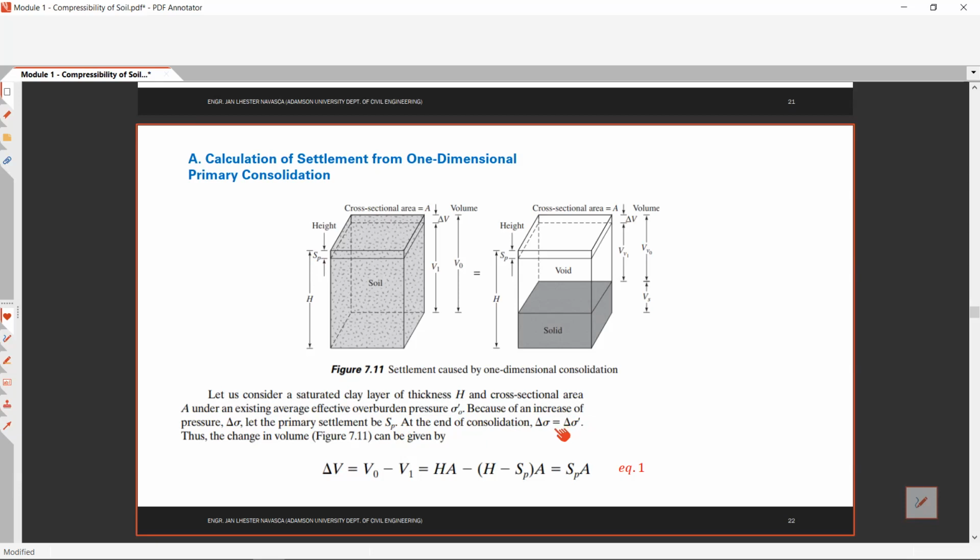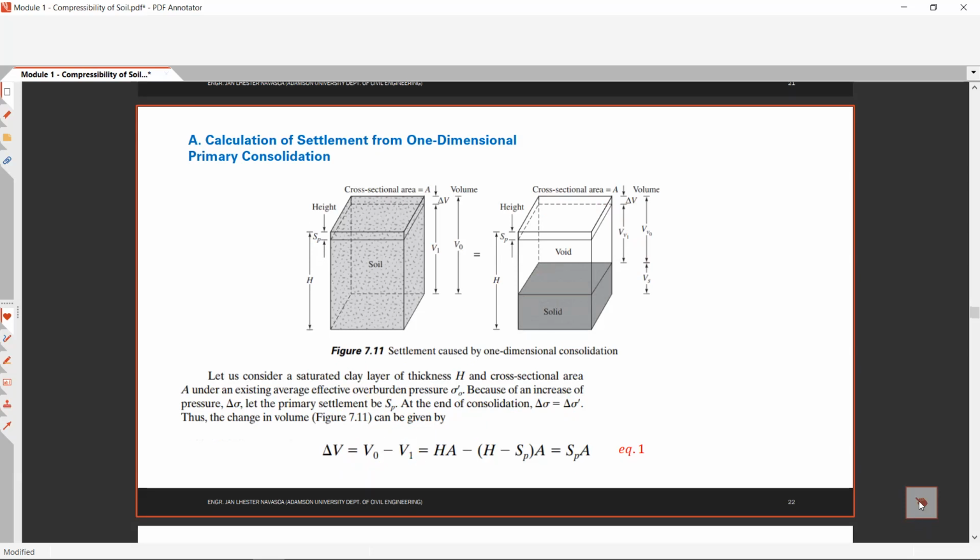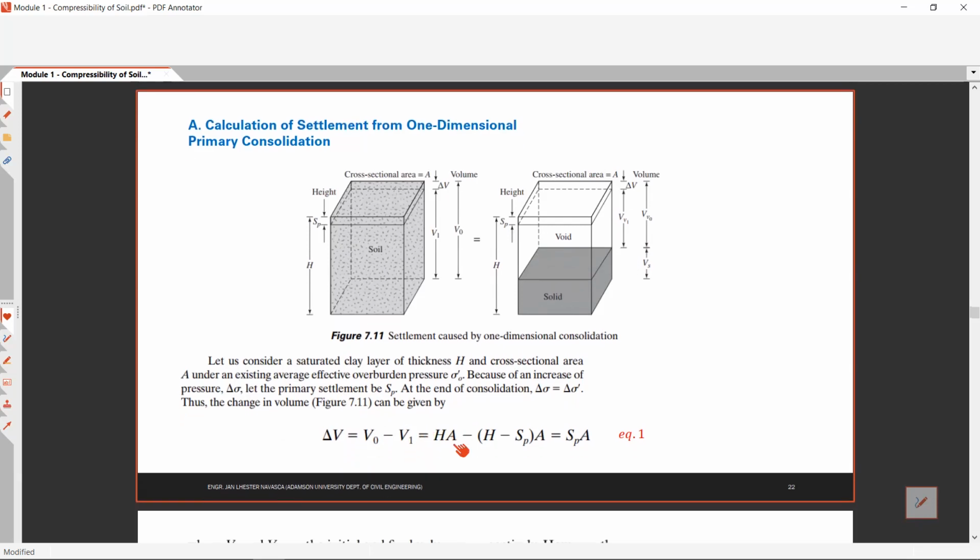This is the stress at the top. Thus, the change in the volume given in this figure is equal to the change in volume, of course, the original volume minus V1, whereas the height H has changed. So, the original volume, what is the formula? That is H times the area. Minus the new value of H, that is H minus SP, the primary settlement, times the area.